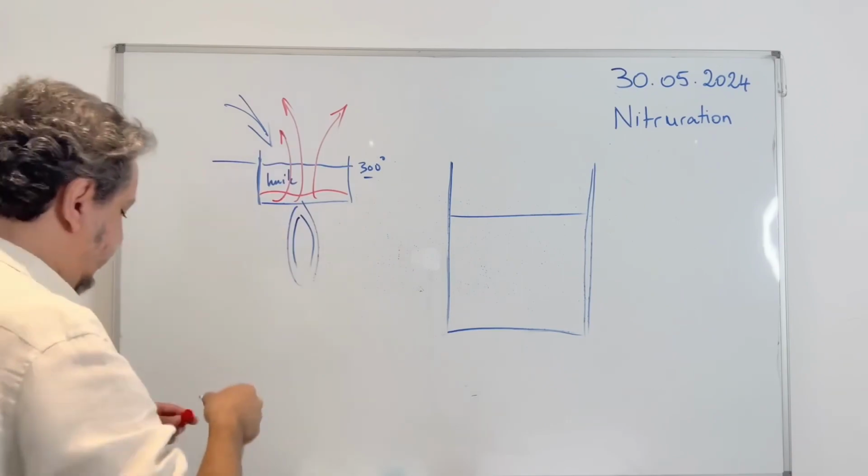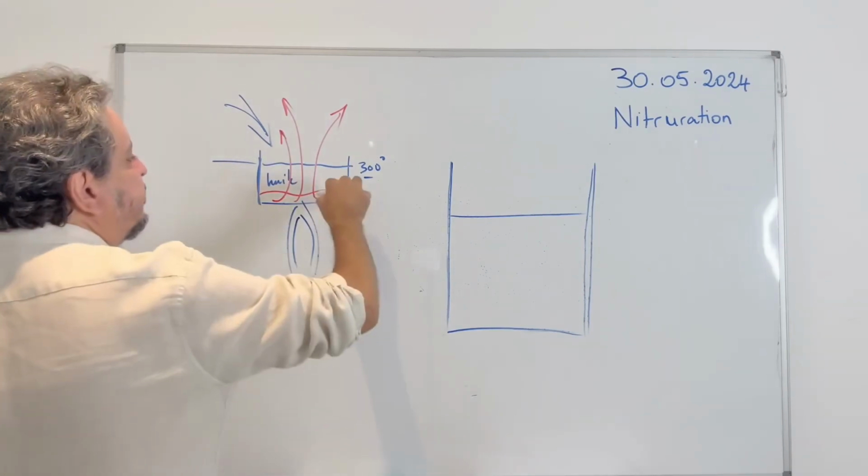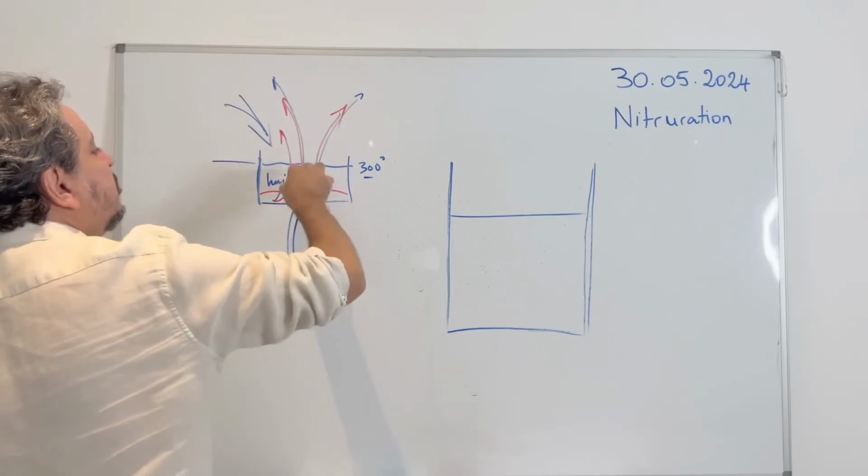As it escapes, what does it do? As it escapes, it carries the oil with it. It carries billions of droplets of oil with it.